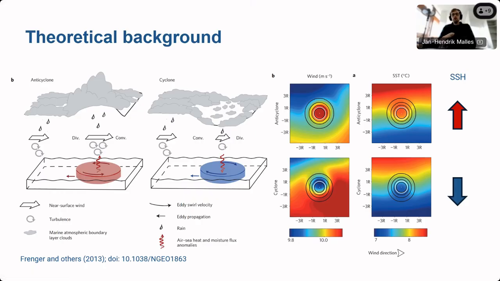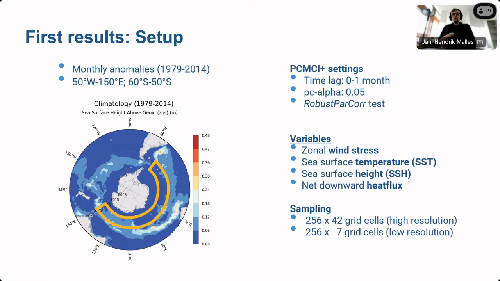So this is the basic idea. And what we did then is to take monthly anomalies of the summarized EERIE data and also of the ORAS-5 reanalysis. We took a fairly large area here, from 50 west to 150 east, 60 south to 50 south.